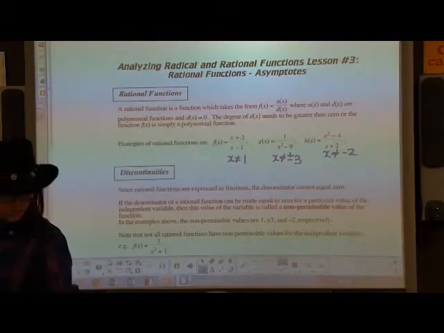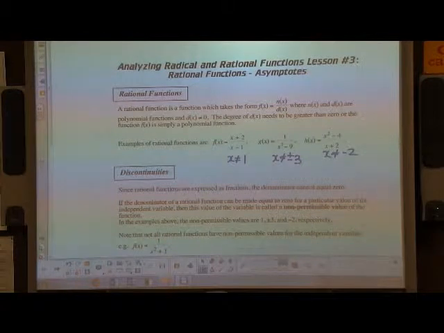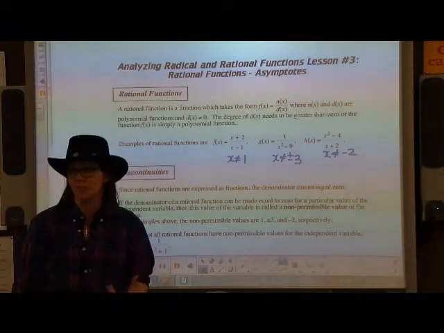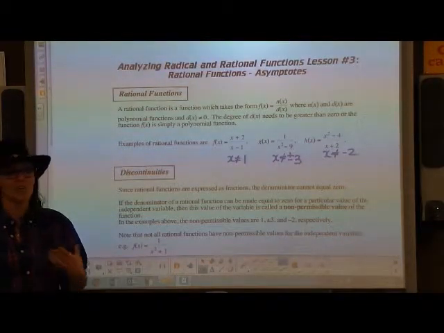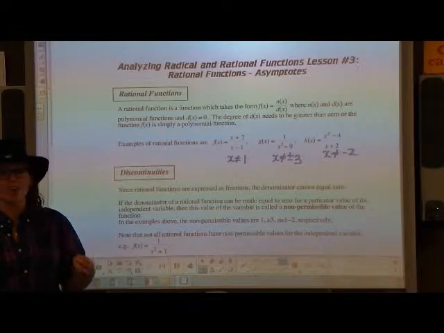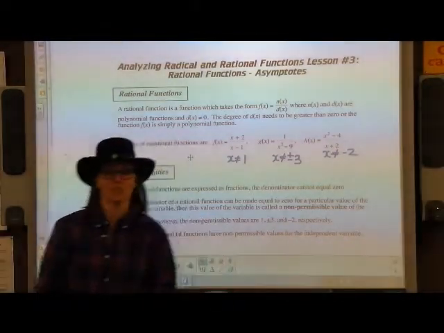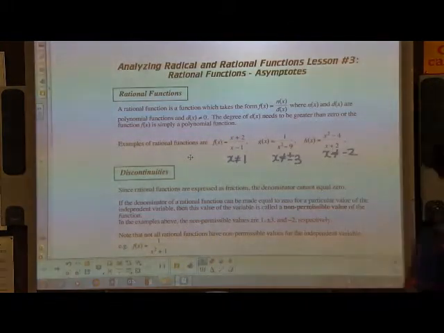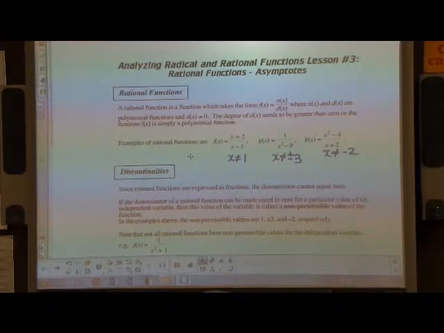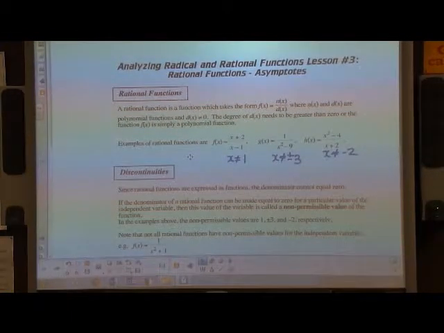So that's an important thing to realize, is that there are non-permissible values, things that x might not be able to be. Okay? There's not usually a lot of non-permissible values, but they are there. So I'm going to let you continue reading on the rest of the page, because there's 2 types of discontinuities to look at.